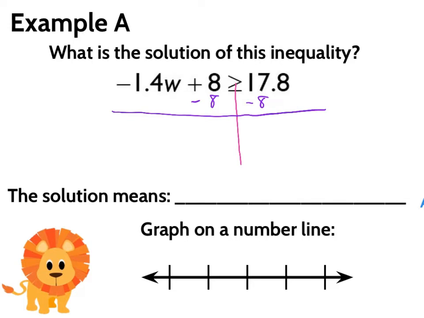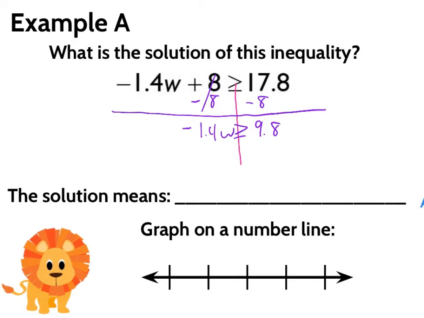Draw a line indicating that we've completed a step. Bring down my negative sign. Bring down my 1.4. Bring down my w. Bring down my sign. I didn't flip it because I didn't multiply or divide by a negative. 17.8 minus 8 is going to be 9.8. And now we're on to our next step.